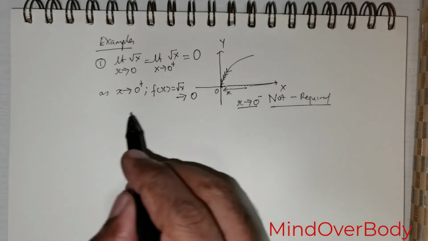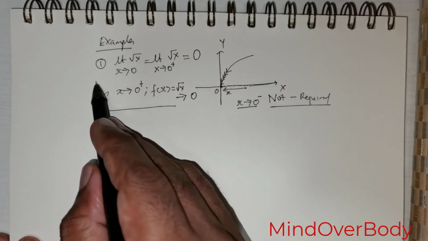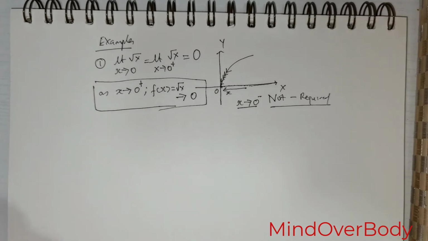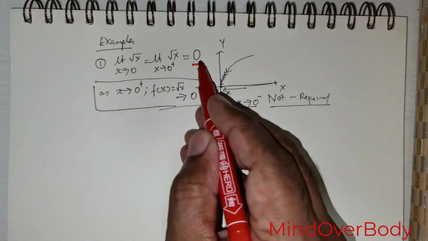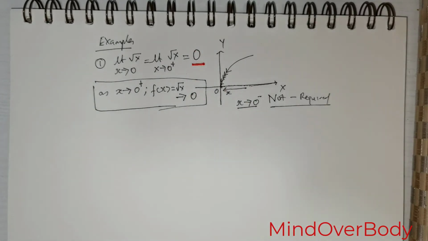This is not needed, this is actually for your understanding. The solution stops here the moment you place 0. So that is the solution for this first question. We will go on to the next example.